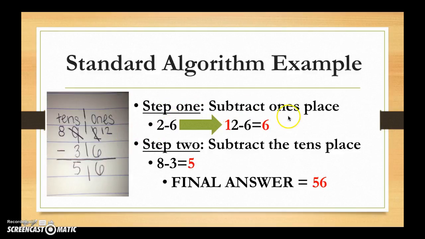The first step here is to subtract from the ones place, and we are going to be taking 6 from 2, which we cannot do. So what we're going to do is borrow a 1 from this 9, make it an 8, and turn this 2 into a 12. So now we are going to be taking 6 from 12, which will equal 6. Step 2, we are going to be subtracting the tens place, which will be taking 3 from 8, and that we can do. That is equal to 5. So then you get a final answer of 56.